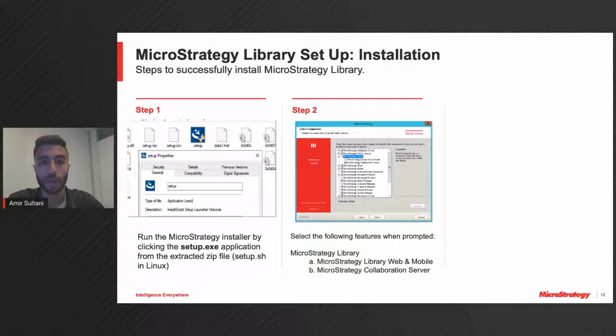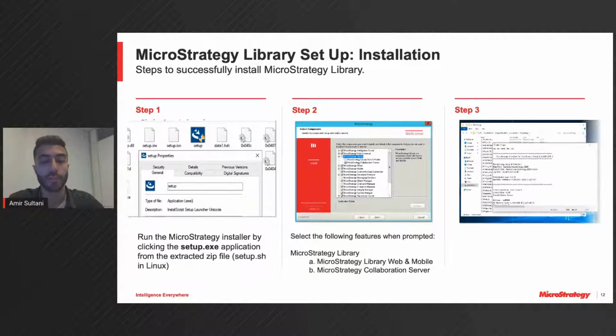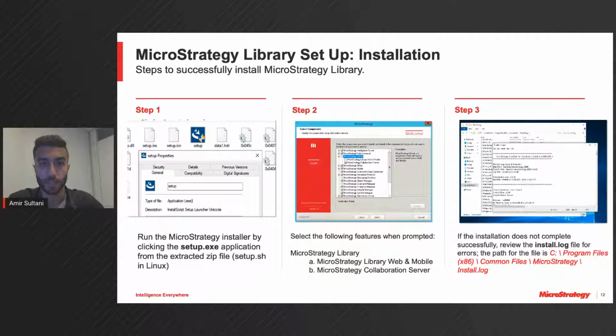Please note that MicroStrategy Library will have to run on a JSP web server. Most common is Tomcat, which is shipped out of box with the installation of our product. If the installation does not complete successfully, please review the install.log for more detailed errors in order to move forward accordingly.